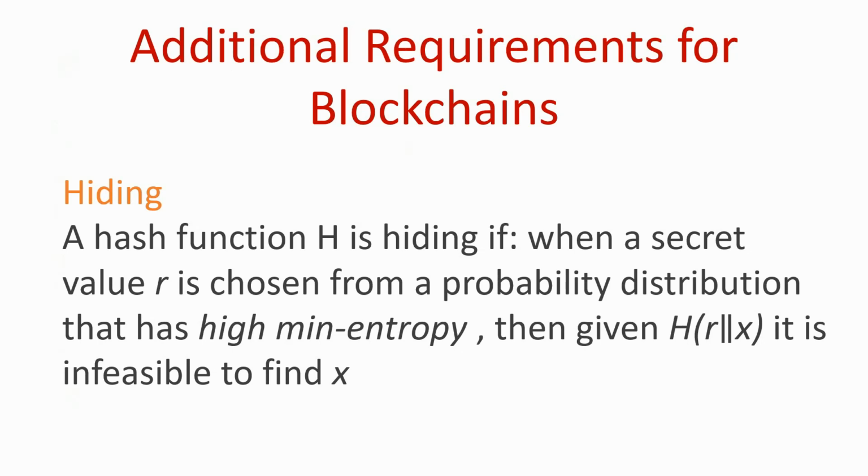Basically, you have a value X that you are trying to hash, then you concatenate X with a value R, where R is a random value that is chosen from a distribution that has high minimum entropy. High minimum entropy more or less means that every value is just as likely as the other. Then if you concatenate R with X, you have the result, which is the hash of R concatenated with X, where it is infeasible to find X. This is actually the hiding property. Okay, what does it mean?